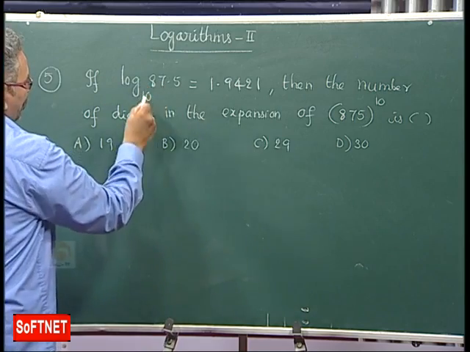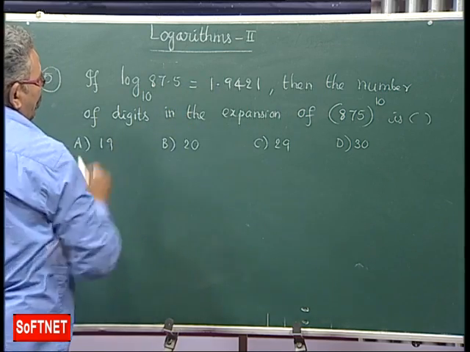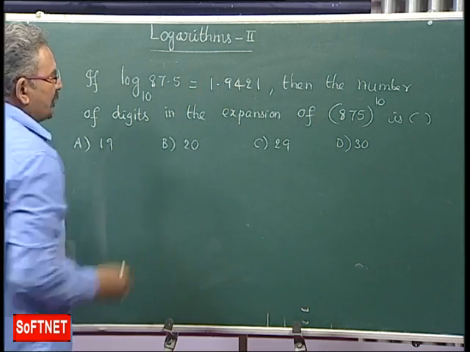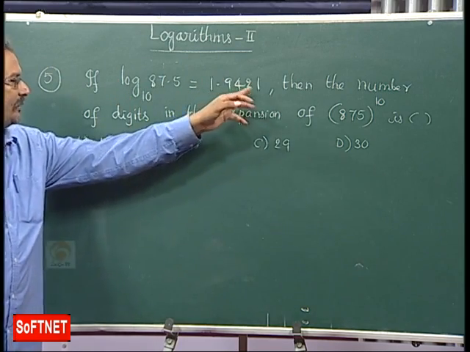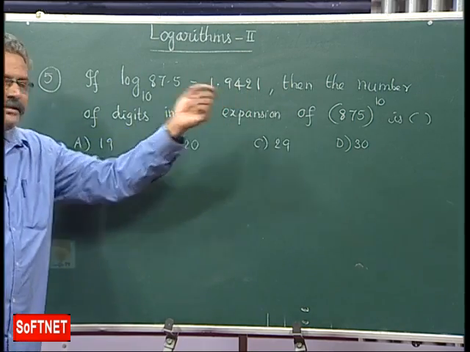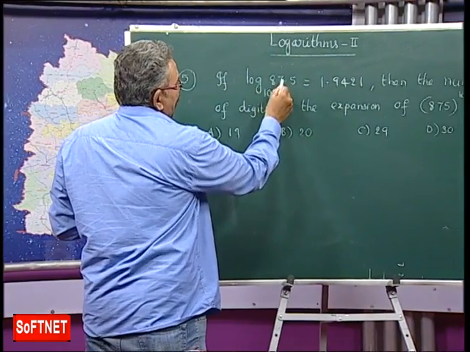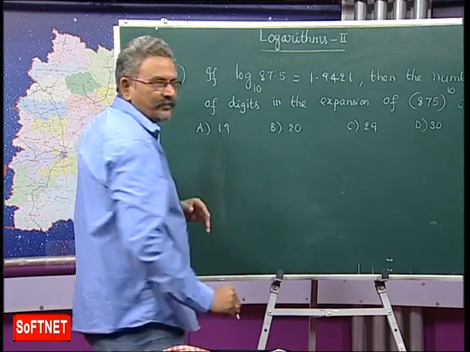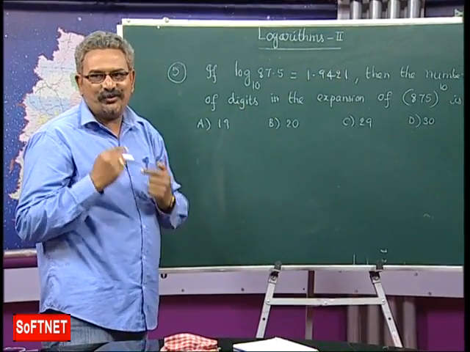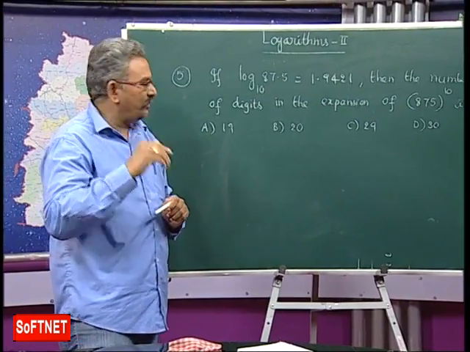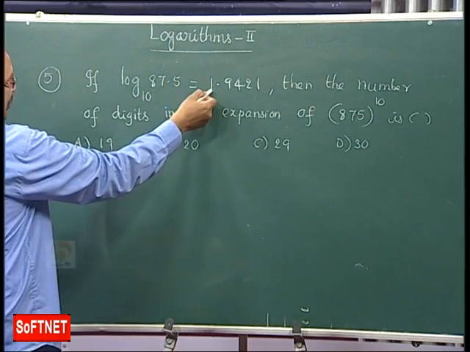Log of 87.5 to the base 10 is equal to 1.9421. Here, 1 is called the integral part, whereas 0.9421 is the decimal part. One is called characteristic, whereas 0.9421 is called mantissa. Mantissa is always positive. You remember one thing in your mind. Mantissa is always positive. Here, since it has two digits in this number, its characteristic is 1. Now, that means in order to find out the number of digits, the characteristic plays a vital role. So if you are able to find out the characteristic of this number, easily we can find out the number of digits. Since characteristic is 1, 1 plus 1 is 2 digits.